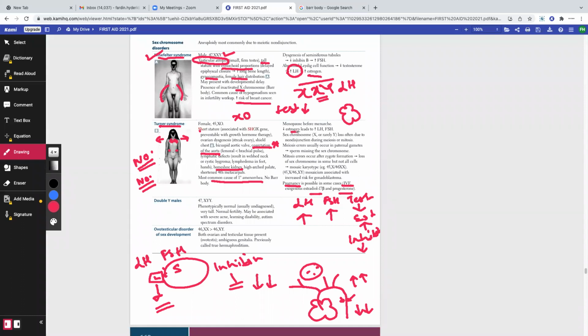These patients have decreased estrogen, increased LH and FSH. Meiosis errors usually occur in paternal gametes. Sperms miss the sex chromosome. This is not important.